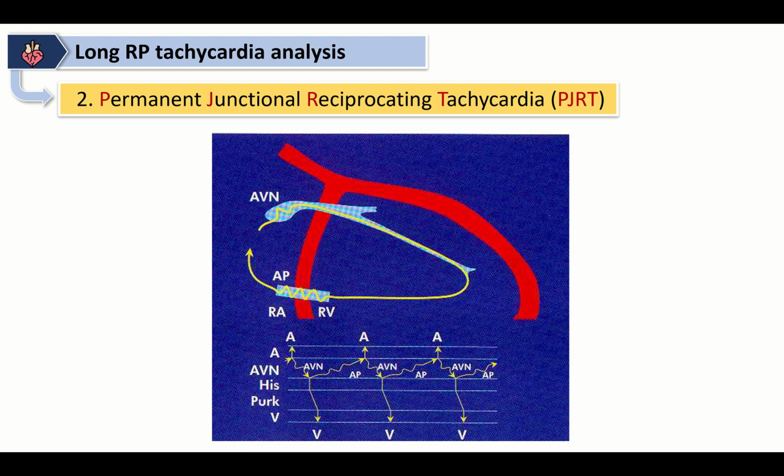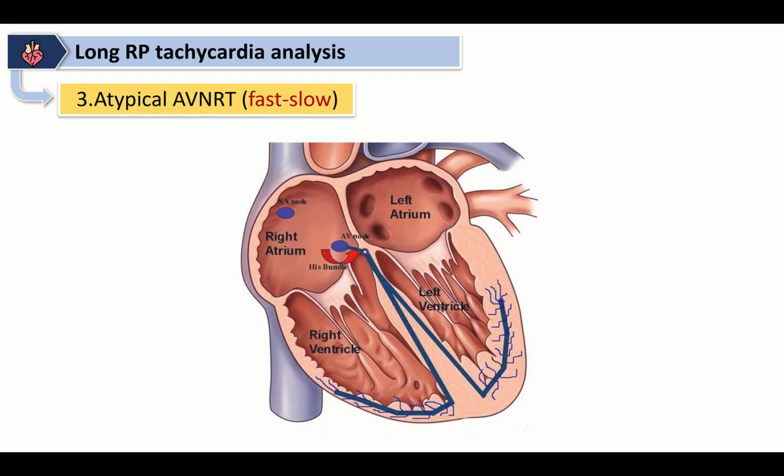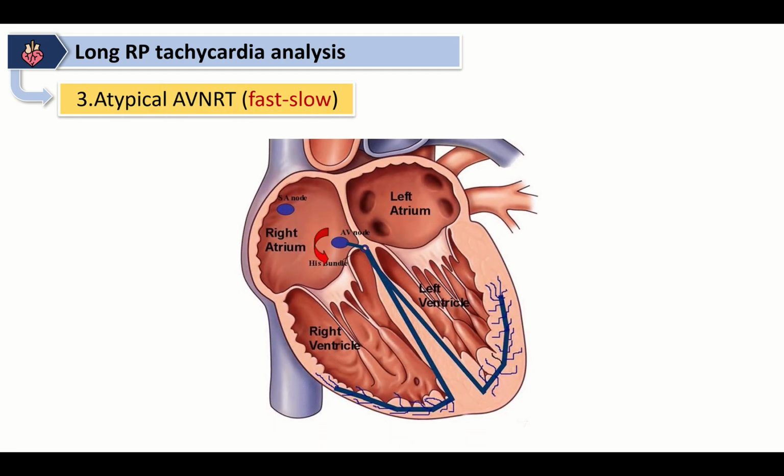The second option is an atypical accessory pathway, in pediatrics called permanent junctional reciprocating tachycardia. It is a right posteroseptal accessory pathway, slowly conducting, decremental, one of the exceptional scenarios of an accessory pathway with decremental conduction. So we can appreciate antegrade conduction through the AV node and retrograde through the accessory pathway. That's why the VA time is very long, as it is decremental conduction. The last example of long RP is atypical AVNRT. The impulse goes down fast, retrograde slow.